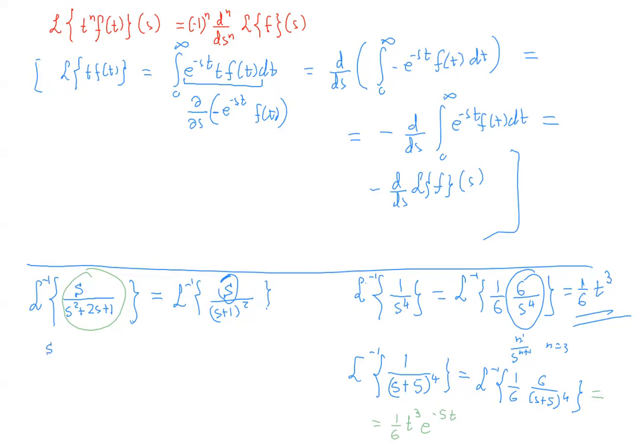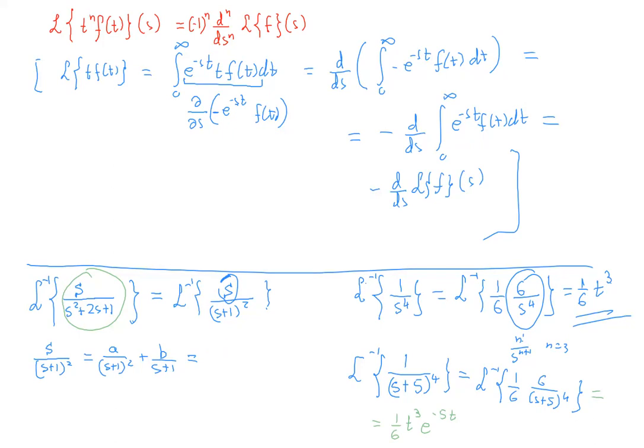Let me remind you that partial fraction decomposition, or the method of partial fractions, allows you to write this as A over S plus one squared plus B over S plus one. So you have to put all the powers, starting with the actual power that you have, which is two, and then you go down to the first power. So how do you determine A and B? You clear denominators.